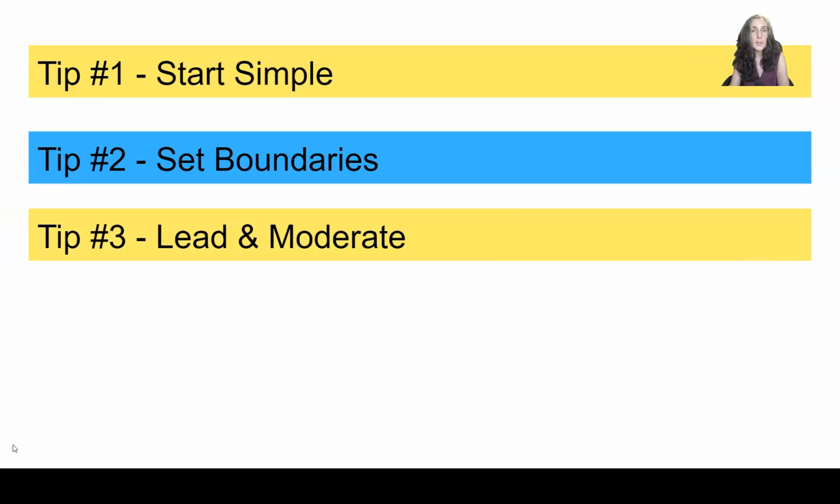Tip number 3, lead and moderate. You are setting the tone for your group. You have to be the leader in your group, just like you have to be the leader in your course, no matter how active you are in your course. So you're going to lead by setting an example from your own post of what's an acceptable way to post or a model way to post in the group.